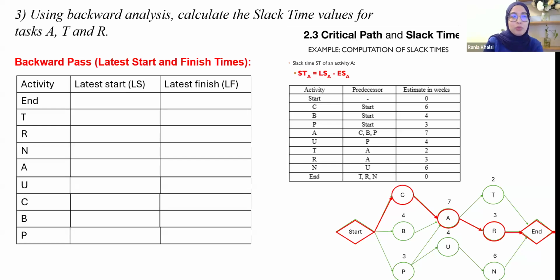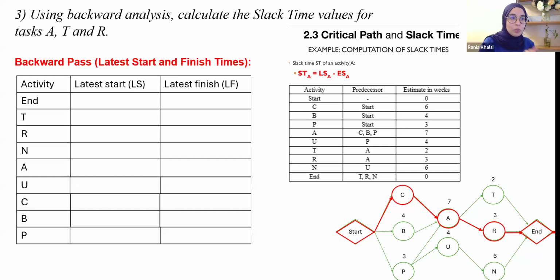Okay, so with all this background, we are ready to answer question 3. For this question, we are going to use the knowledge we have about the backward analysis. We're going to perform the backward analysis for all the activities. After that, we are going to focus on the specific activities A, T, and R, and for these activities, we are going to compute the slack time. Fine. So let's go for the backward pass.